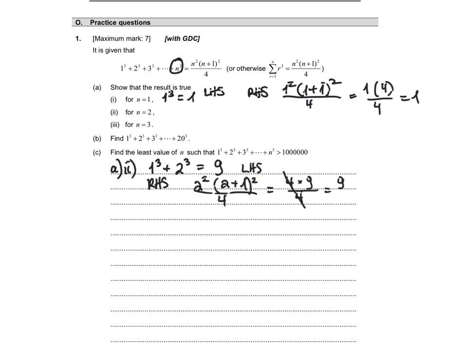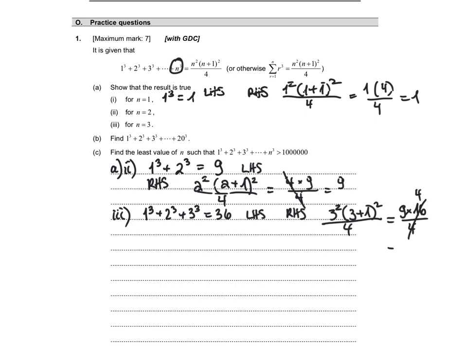So left-hand side equals right-hand side. And for 3, we've got 1 cubed plus 2 cubed plus 3 cubed. So that's 27 and 8, 35, 36. So that's the left-hand side. And then the right-hand side, we have 3 squared, 3 plus 1 squared over 4, which is 9 times 4 squared, 16, over 4. That cancels, and that's 36. So left-hand side equals right-hand side.